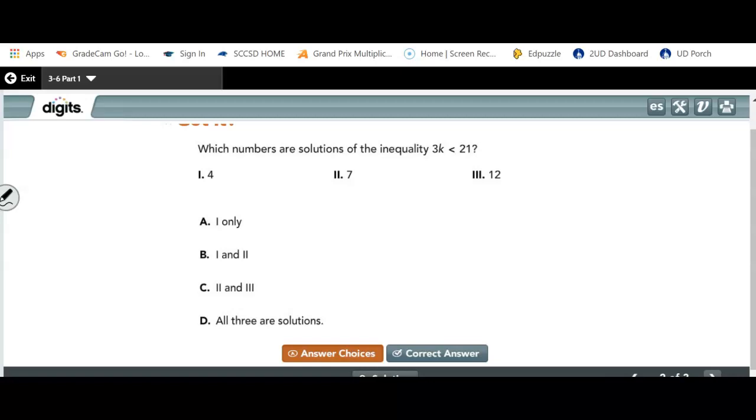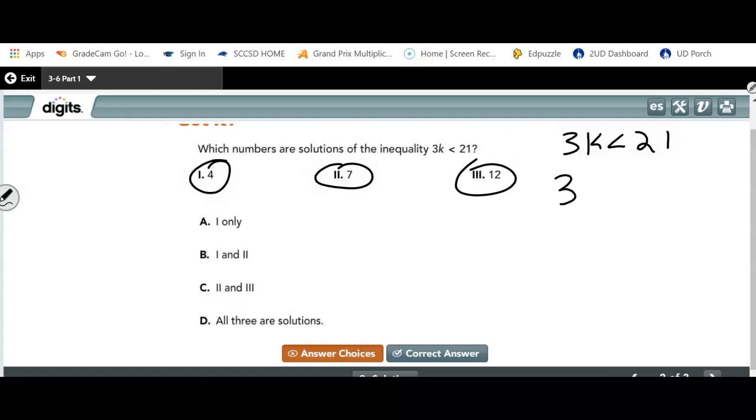Okay, heads up. All right, so what we're doing is we're taking this one step inequality. 3k is less than 21. We're going to substitute these values in for k. So 3 times 4 is less than 21. 3 times 4 altogether is 12, less than 21. Is that a true statement? Yes. That means that is a solution.